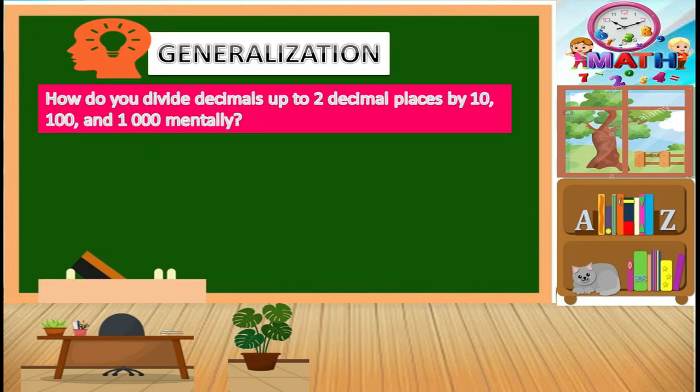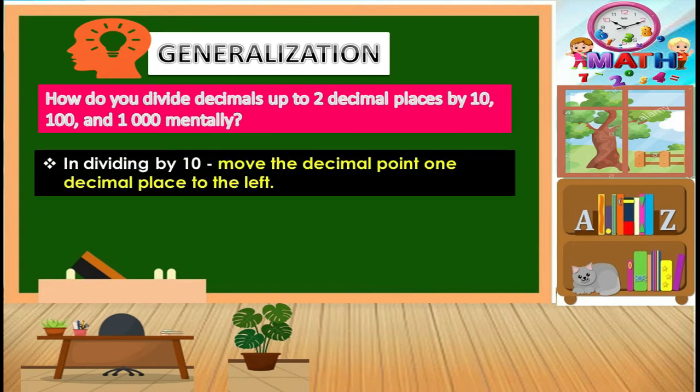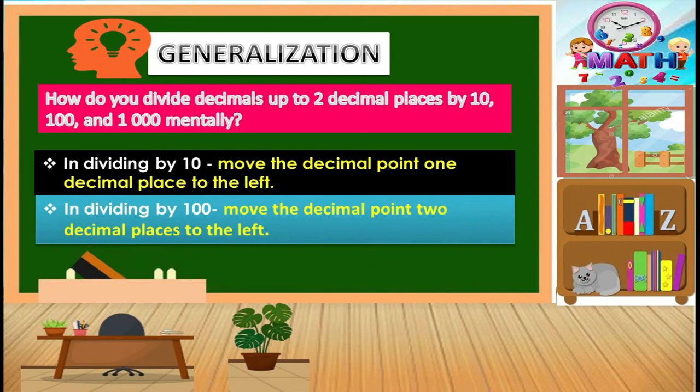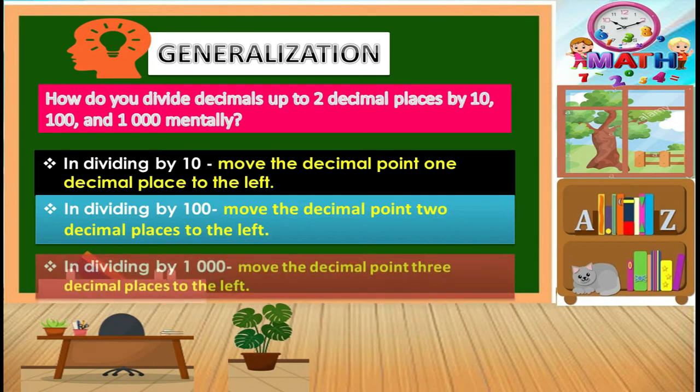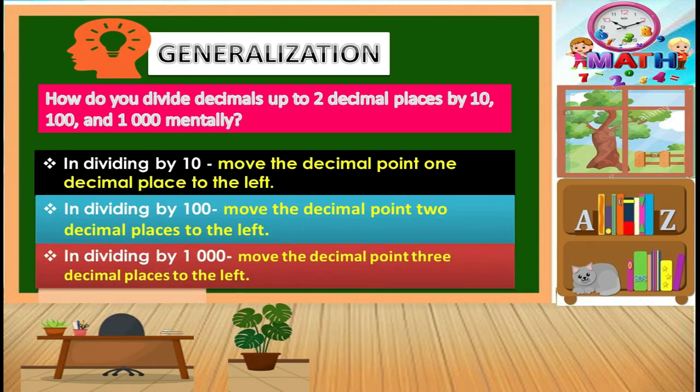How do you divide decimals up to 2 decimal places by 10, 100, and 1,000 mentally? In dividing by 10, move the decimal point 1 decimal place to the left. In dividing by 100, move the decimal point 2 decimal places to the left, and in dividing by 1,000, move the decimal point 3 decimal places to the left.